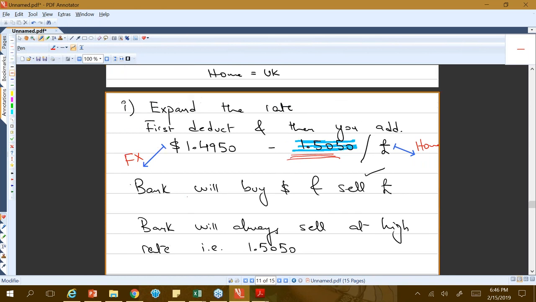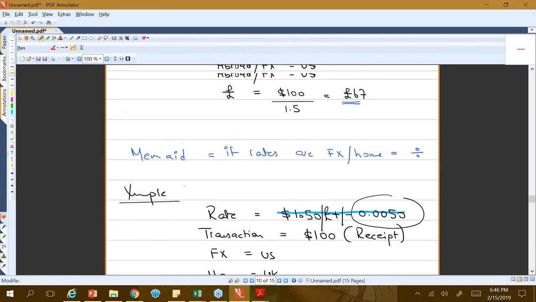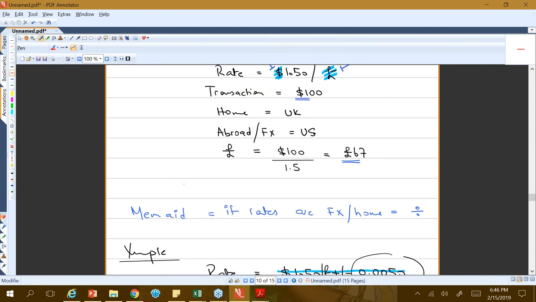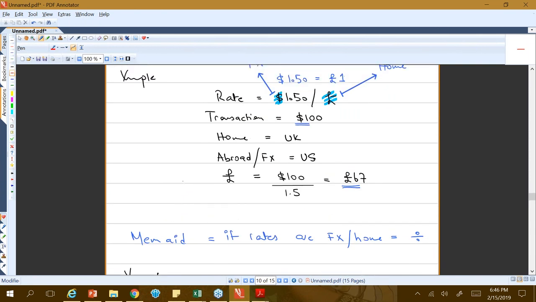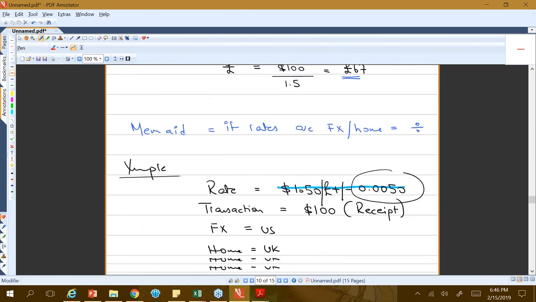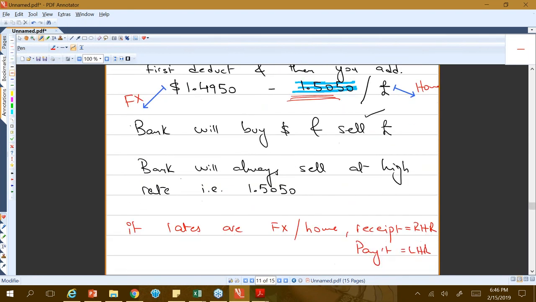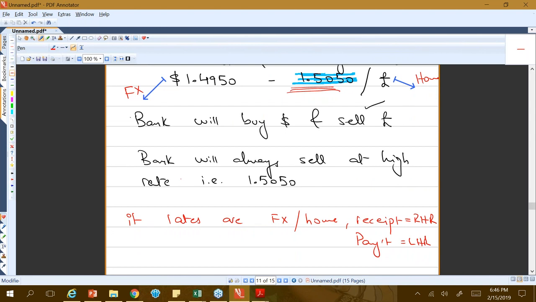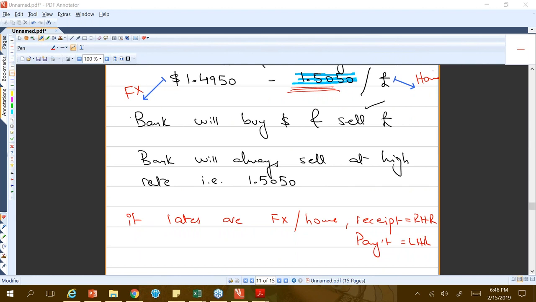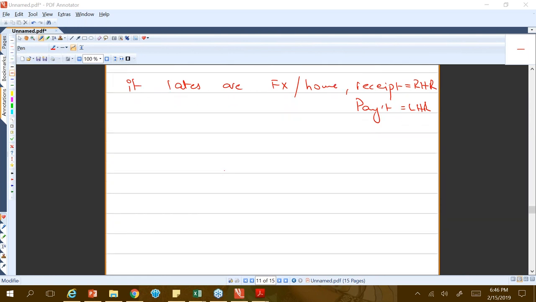And the payment, left hand. Just remember these two quick memory aids to make your life easier in the exam, and please do not complicate this area. If the rates are FX/home, then receipt right hand and payment left hand. Yes, right answers. Thank you. So this is what we need to know in exchange rates, and we will then do some questions on it.